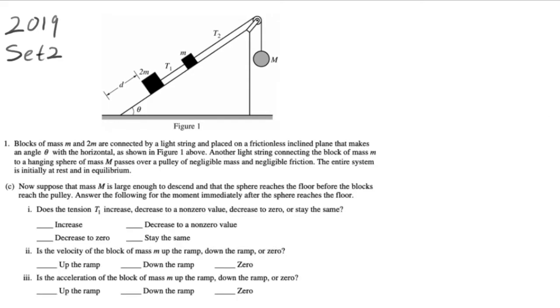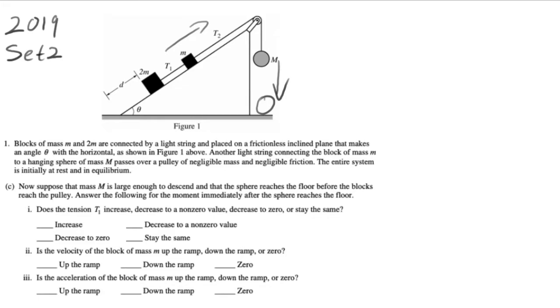Alright, part C. This looks like a long question. Now suppose that mass M is large enough to descend and that the sphere reaches the floor before the blocks reach the pulley. Answer the following for the moment immediately after the sphere reaches the floor. Getting a grasp of the overall system, M is falling down, the two blocks are moving up the ramp, and then M reaches the ground and hits the ground. So once M hits the ground, as you've probably seen in real life, the string attached to it goes slack, which means that T2 will immediately go to 0. Both block 2m and block m will only experience gravitational acceleration, but they will be moving up the ramp first, and they will eventually start to go down the ramp.